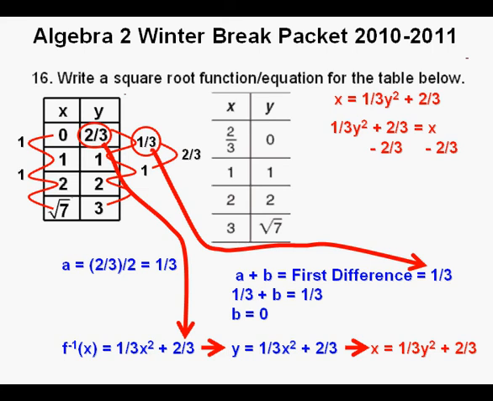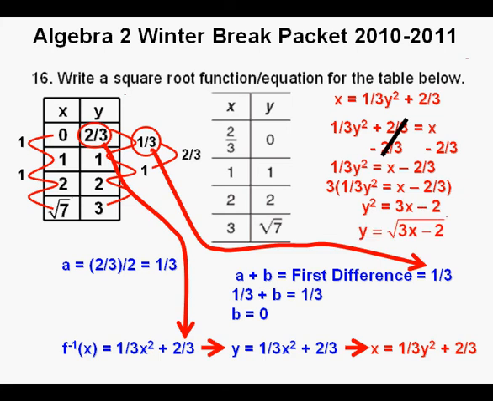2/3 minus 2/3 cancel on the left side. We bring down what's left. 1/3 y squared equals x minus 2/3. We multiply the entire equation by 3 to get rid of the 1/3 on the left side. That leaves us with y squared equals 3x minus 2. And taking the square root of both sides, we have y equals the square root of quantity 3x minus 2.